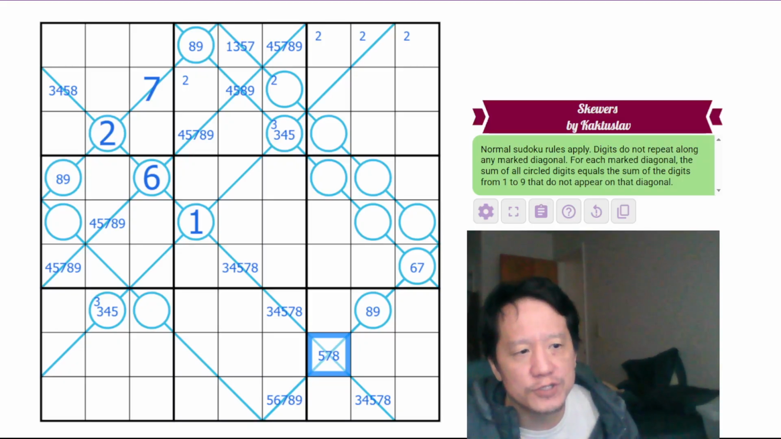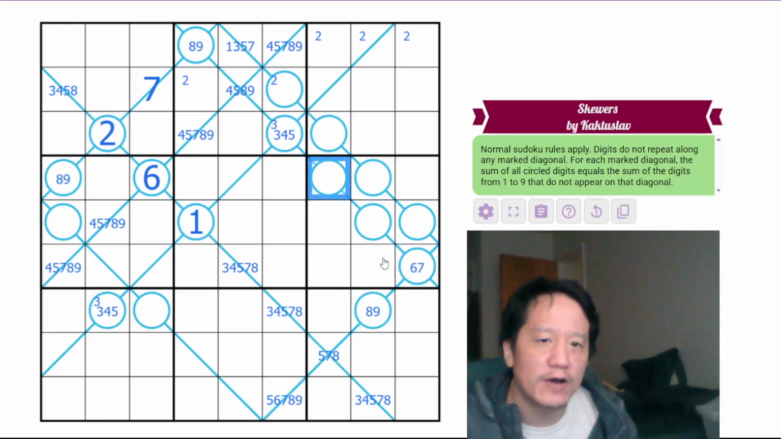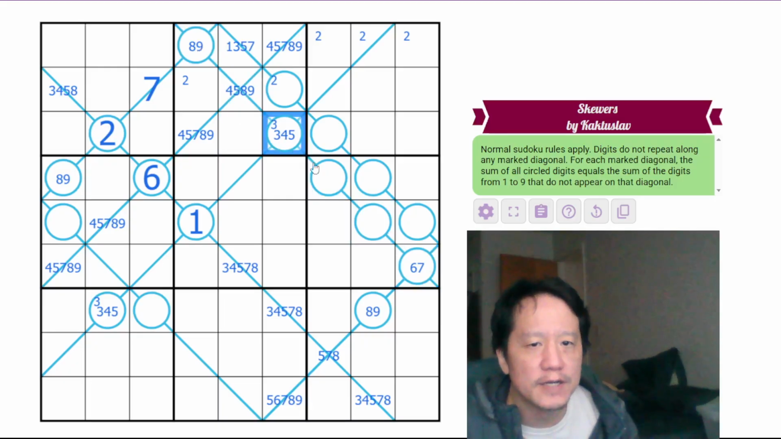It's 1, 2, 3, 4, 6 or 1, 2, 3, 4, 5. It cannot be 1, 2, 3, 5, 6. So we're guaranteed 8 and 9 have to be on this diagonal, period. 6, 7. Can you have it without a 1? I don't think so, right? 3 digits with 1, 8, 9 cannot add up to 5 digits. And you can't even have 1, 8, 9. It's 1, 7, 9 at most.